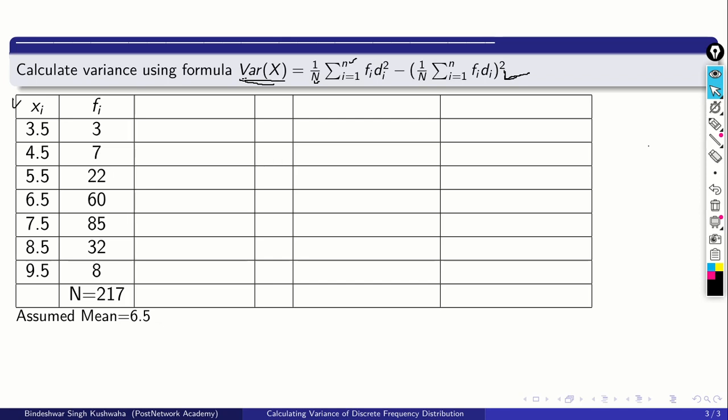We can take any, but try to take one which is very close to the mean, so that the deviation would be very small. So deviation di is equal to xi minus 6.5. That means you will subtract 6.5 from each observation and you will get this. Now you will calculate di square, because you will require fi di square in the formula.